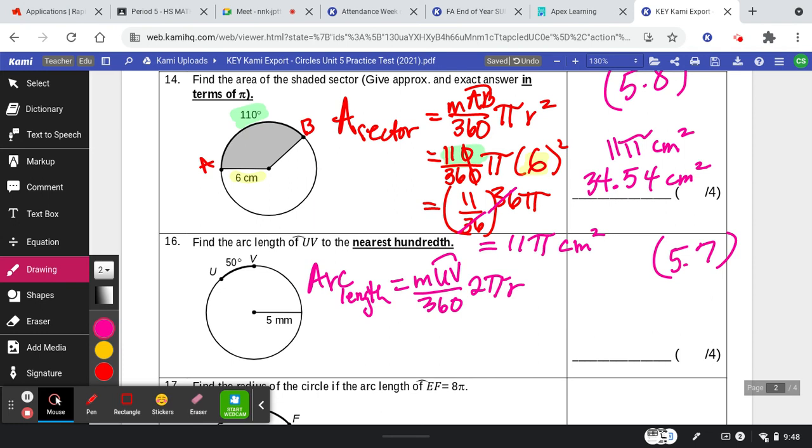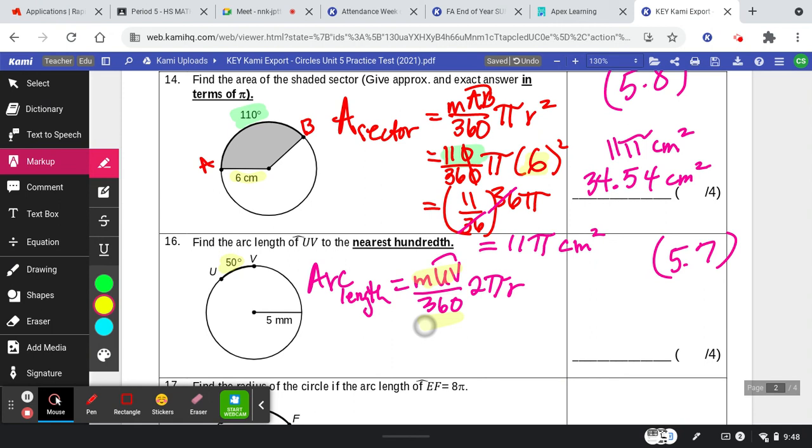So what is my piece this time, Danny? 50 out of the 360. And then what's my radius?